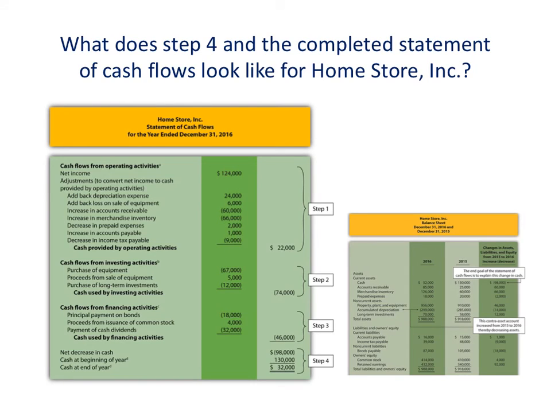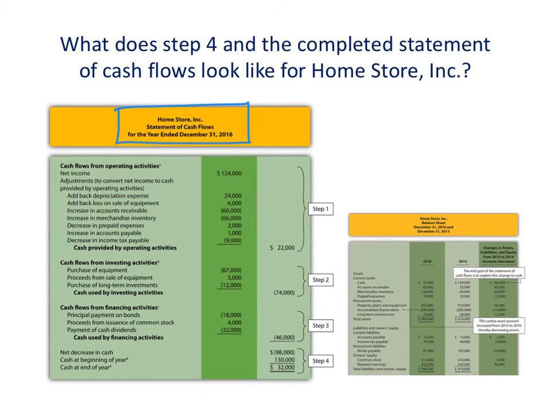Okay, so now let's compile all this together. This is step 4. Let's put the entire statement of cash flows together and make sure that we've explained the entire change in cash in this example for the year that we're looking at. So this is the entire statement of cash flows. It's for the year ended December 31, 2016.